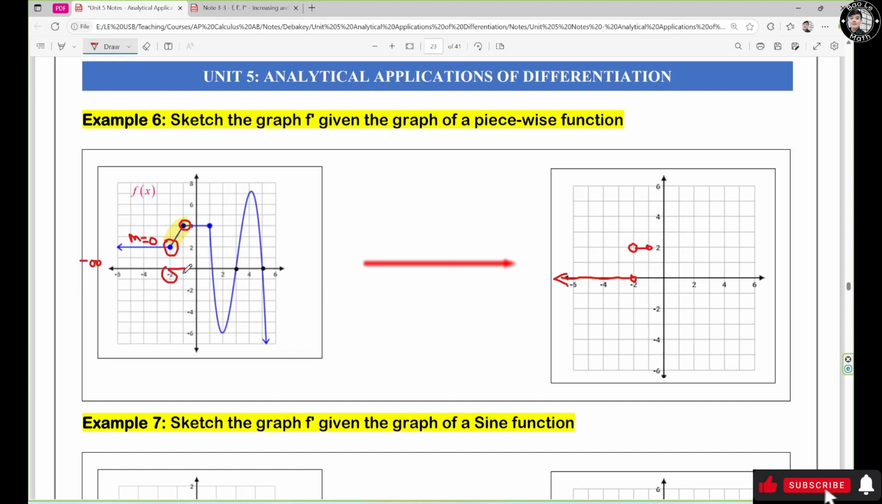Now, from negative 1 to 1, it's going to be right here. The slope is 0, so it's going to be on the x-axis. So negative 1 right here to 1 right here. The slope is 0, so it should be like this. And then this one is the minimum, this one is the maximum, so it becomes the 0 of the derivative function.